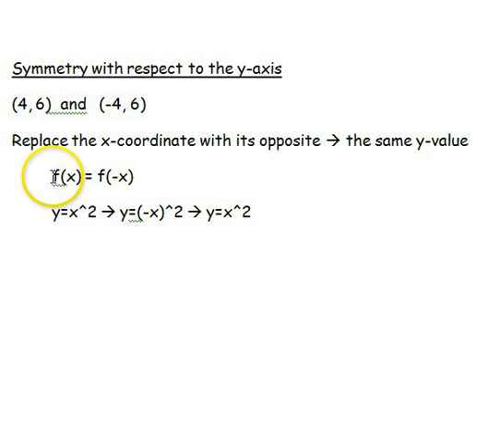In notation, we're looking at what happens when we take a y value, f of x, and we replace the x value with its opposite. The y values should remain the same if it's symmetric with respect to the y-axis. So here's the function we dealt with, y equals x squared. Replace the x value with its opposite, do the algebra, and we find out that the y value is exactly the same as the one we started with. Therefore, y equals x squared is an even function, and its graph is symmetric with respect to the y-axis.